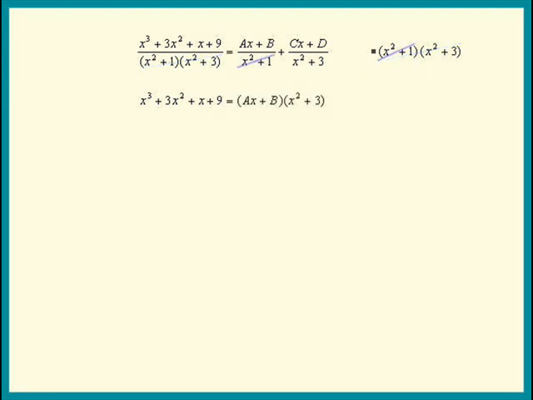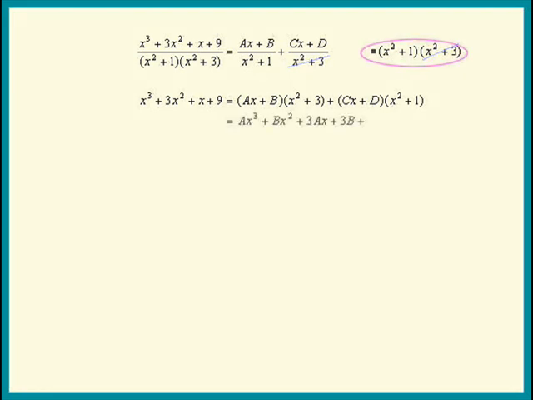Move on to the right side. First term, see the x squared plus 1's cancel out. We're left with ax plus b times x squared plus 3. In the second term, the x squared plus 3's cancel out. And we have cx plus d times x squared plus 1. We'll multiply the terms out now.